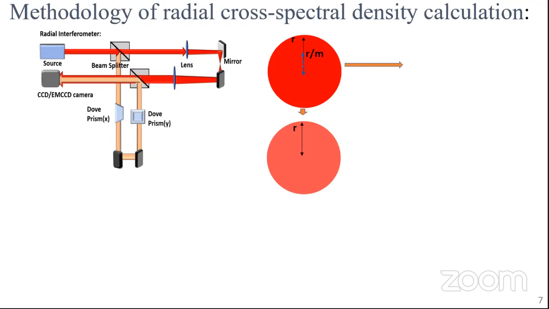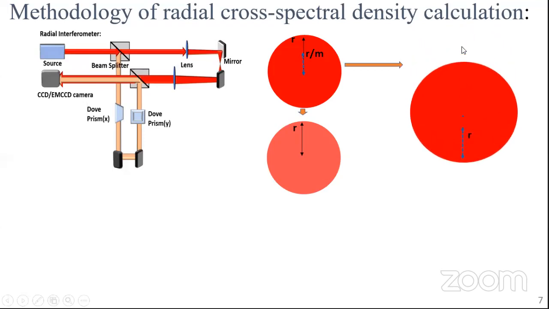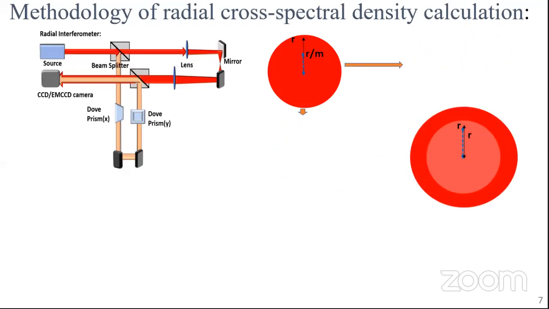But in the first arm, that contains a magnifier, a combination of lenses, the point at R is going to a point at MR, and a point at R by M is going to a point at R. Hence, on the detector plane, when these two beams are interfering with each other, the information that was contained at point R and at point R by M of the original beam is overlapping in this overlapping region. Hence, the electric field on the overlapping region on the detector camera is expressed as the electric field due to the first arm at point R by M comma theta, and the electric field due to the first arm at point R comma theta.